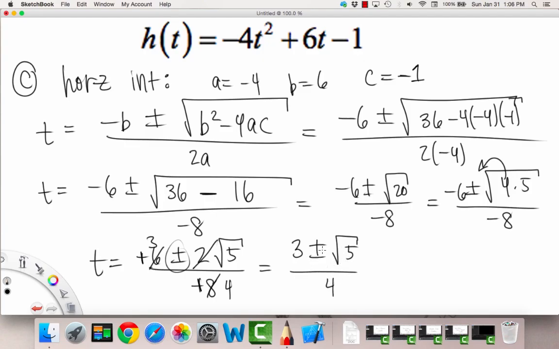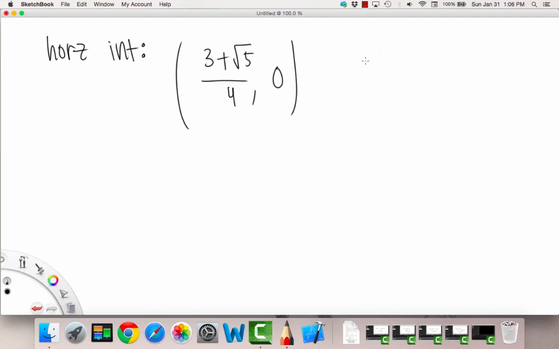Basically, we have 2 solutions here for t, one with the plus sign and one with the minus sign. So let me write our solutions on the next slide. Our horizontal intercepts for the quadratic function are 3 plus square root of 5 over 4, comma 0. That's one of them. And the other one is just the minus version, so 3 minus square root of 5 over 4, comma 0. And those are the horizontal intercepts.